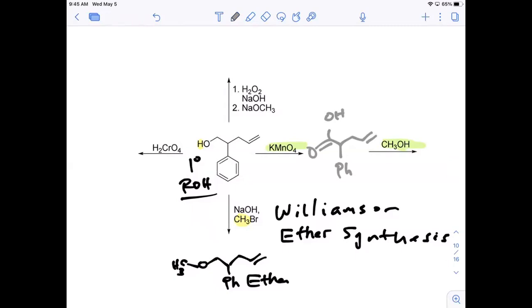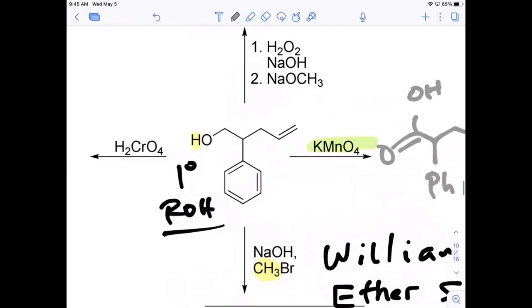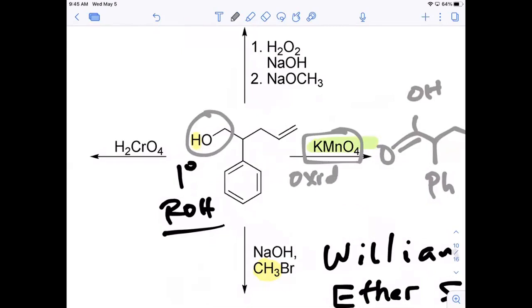All right. So what I did was I oxidized this alcohol up to the acid. So that's what this does. It oxidizes primary alcohols to the acid. I had to abbreviate that.